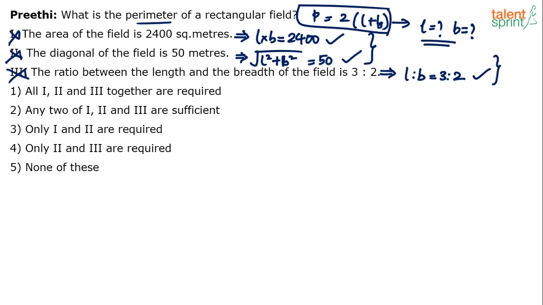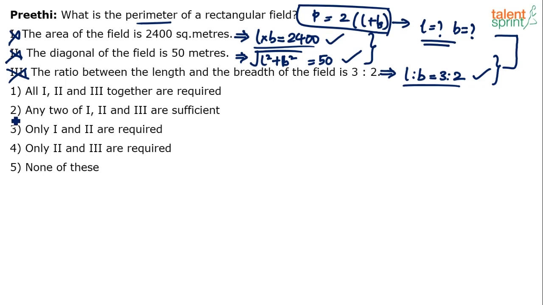Similarly, I can also use 2 and 3 to get the answer. Statement 2 here is root over L square plus B square equals 50, and L is to B equals 3:2. Two equations, two variables. Can we solve? Yes. And I can also use 1 with 3 to get the answer, because 1 says L into B is 2400 and 3 says L is to B is 3:2. So again, two equations and two variables. So basically, I can use any two of these three equations to solve for L and B. And once you get both L and B individually, you can find out the perimeter easily.